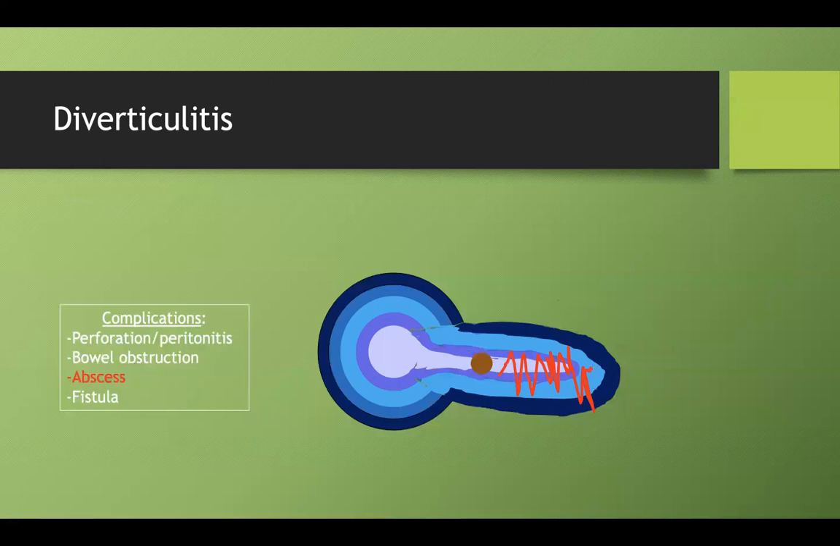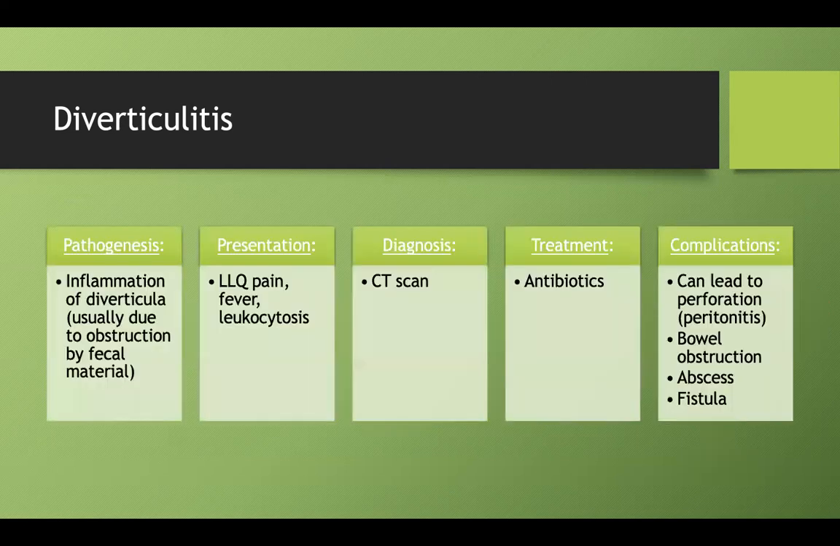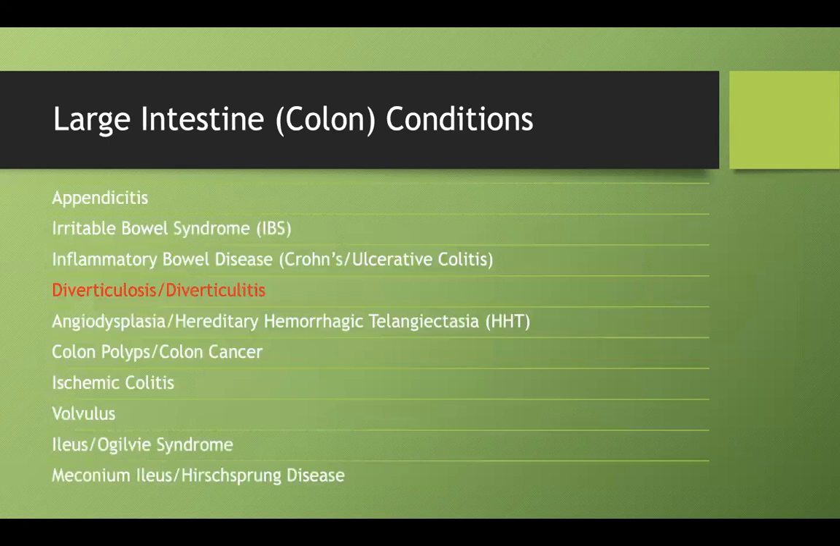For an abscess, because it's a walled off area right now, it's hard for any drainage to happen, and it can fill up with an abscess. Fistulas can happen just like they did in Crohn's, because this can contact a different organ like the bladder and start to form inflammation in both regions, ultimately leading to a fistula. And that's it for diverticulosis and diverticulitis.